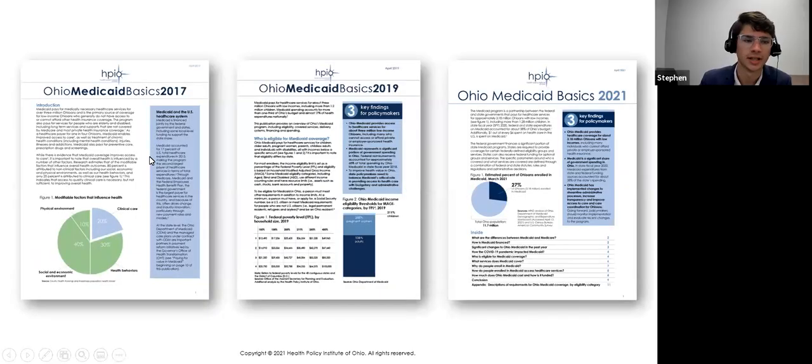As Zach mentioned, Ohio Medicaid Basics is published by the Health Policy Institute of Ohio every 2 years to coincide with Ohio's biennial state budget. The publication provides a foundational summary of Ohio's Medicaid program. In addition to the topics that Zach outlined, the brief also examines how the COVID-19 pandemic impacted Ohio Medicaid and discusses recent and significant changes to Ohio Medicaid in the past year.